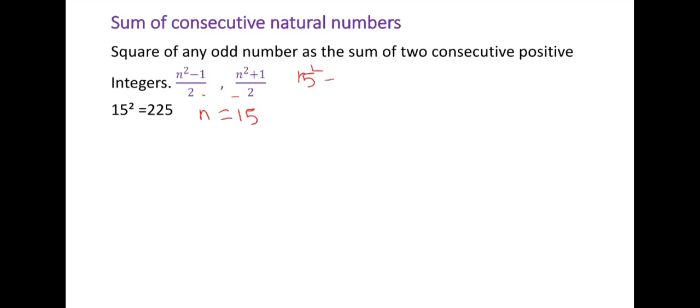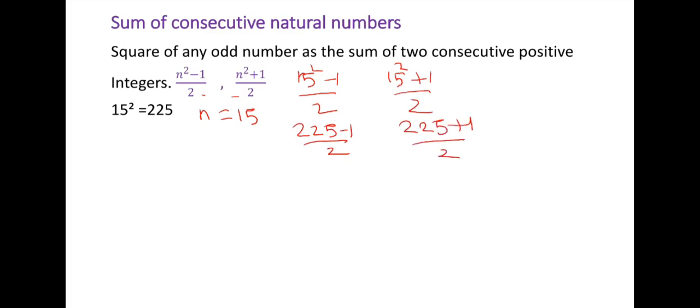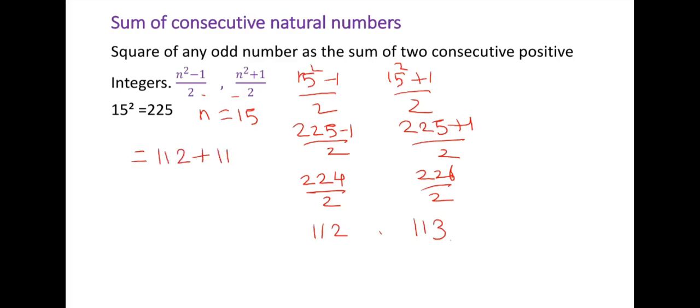15 square minus 1 by 2. 15 square plus 1 by 2. 225 minus 1 by 2. 225 plus 1 by 2. We will get 224 by 2. 226 divided by 2. The answer is 112 and 113. So this 225 can be written in the form of the sum of 112 plus 113.